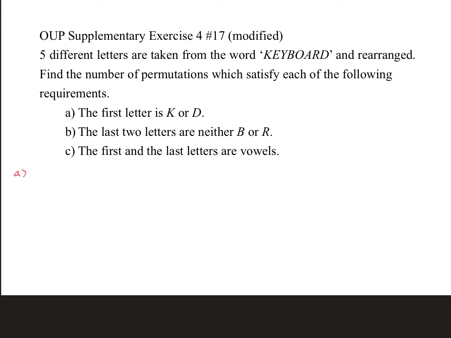Suppose the first letter is K. Then for the rest, we can take out from the 7 alphabets to arrange 4 of them. Okay, so the number of ways will equal, the first is K, we have one choice.